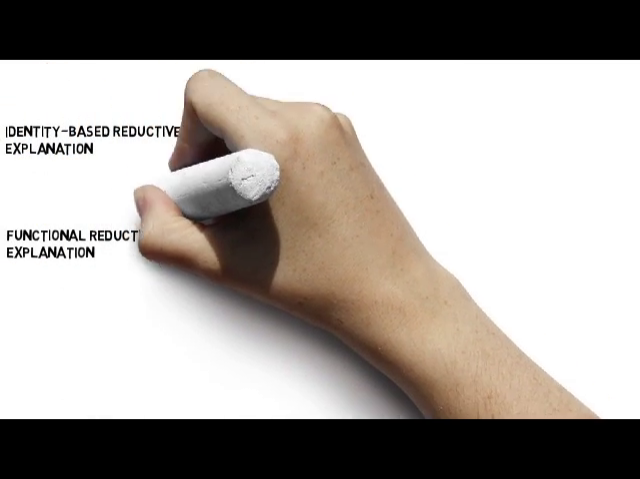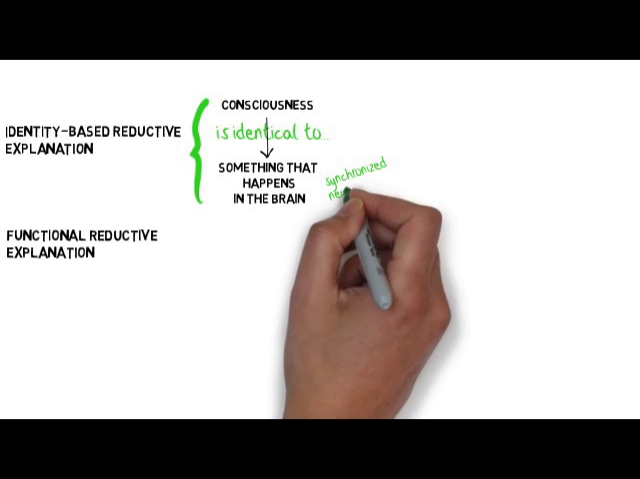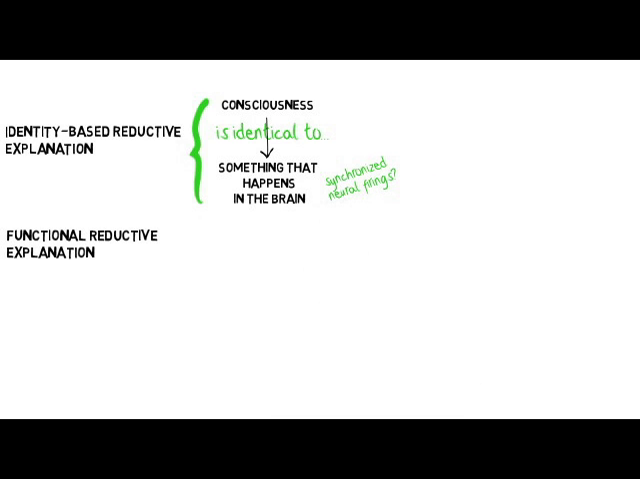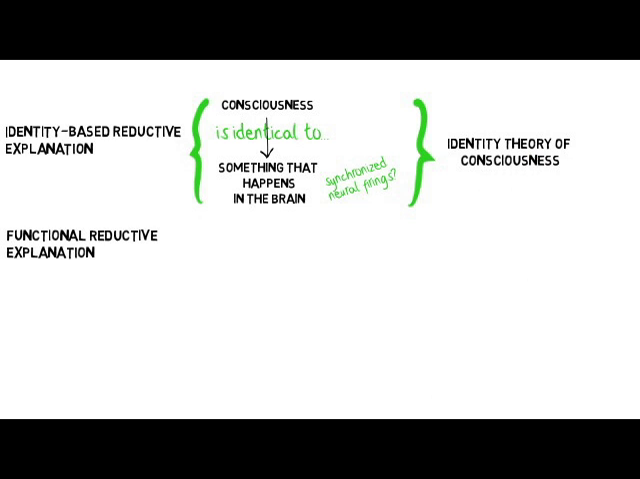Now that you have thought of some cool examples of identity-based and functional explanation in science, and perhaps in everyday life, let's apply these ideas to consciousness. We'll start with identity-based reductive explanation. An identity-based reductive explanation of consciousness says that, just as water is identical to H2O, consciousness is identical to something that happens in the brain. For instance, maybe consciousness is identical to synchronized neural firings at 40 Hz, to take one well-known contemporary hypothesis. If so, then wherever we find consciousness in the universe, we will find synchronized neural firings at 40 Hz.